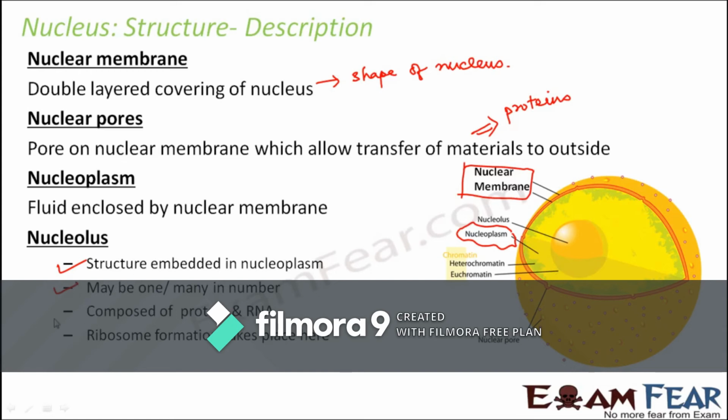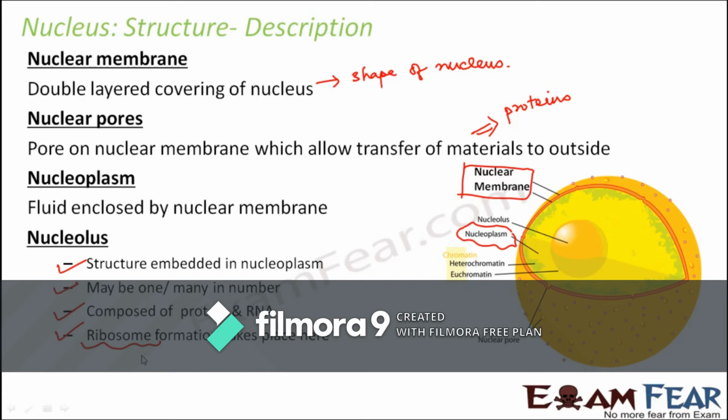And what is it made up of? It is made up of protein and RNA. So ribosome formation takes place here. What are ribosomes? Ribosomes are the sites of protein synthesis. So ribosomes are the place where protein synthesis happens. Now why protein synthesis is so important? If you look at each and every part of our body, everything at the end of the day is composed of proteins. So proteins are an integral part of our composition. We are all composed of a lot of proteins.